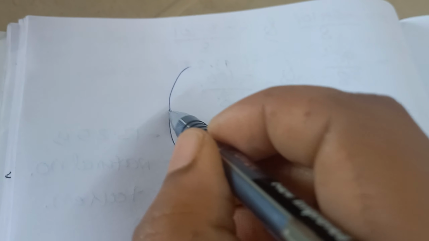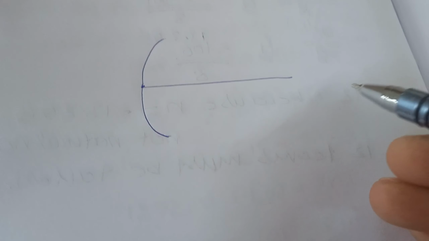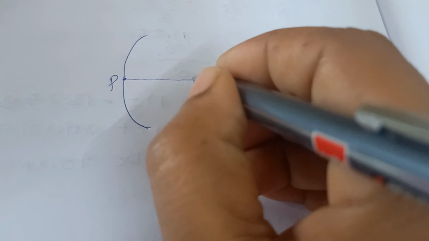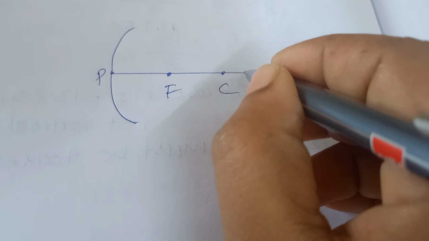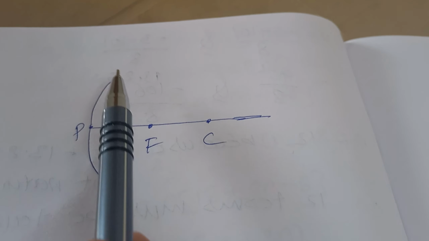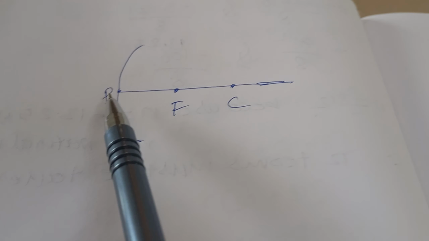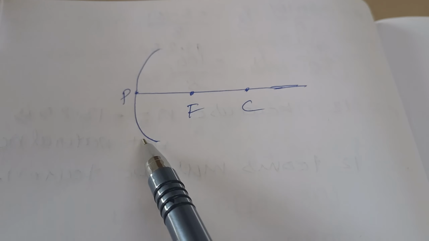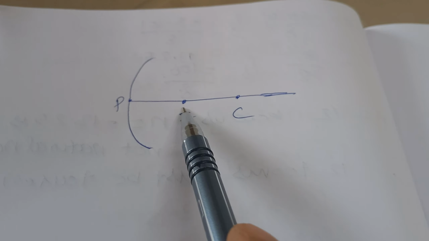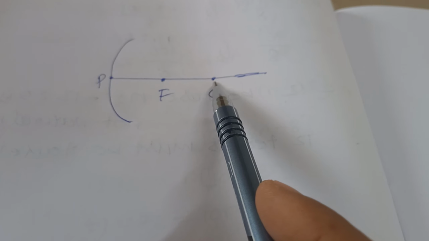As we discussed already, this is a curved mirror. This is the pole, this is the focus, this is the center of curvature. These are the points. This is a concave mirror, and here I am explaining using a concave mirror, with its pole, focus and center of curvature.